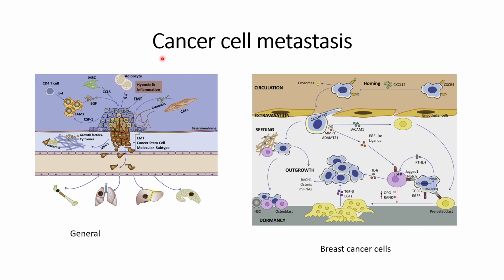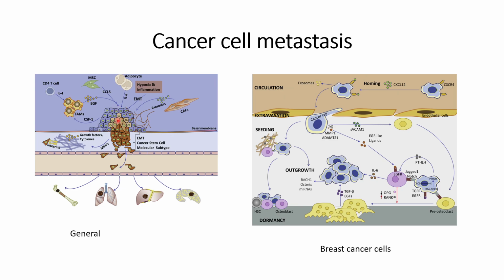In this video, we will discuss cancer cell metastasis. So let us first understand what metastasis means. Metastasis means transfer or movement of tumor cells from one place to another place. And it is very important for the cancer cells to survive and spread across different parts of the body.